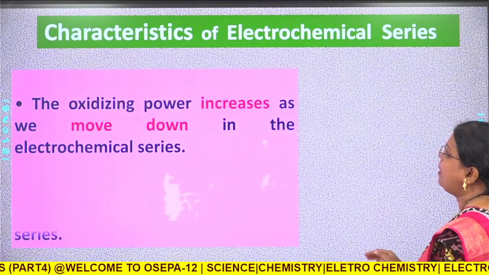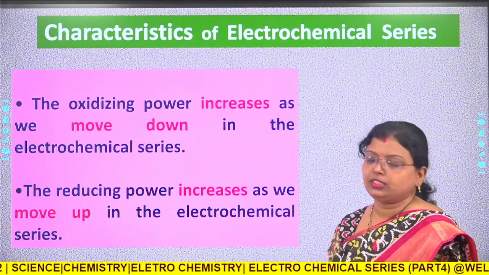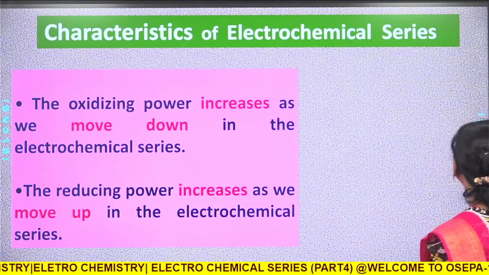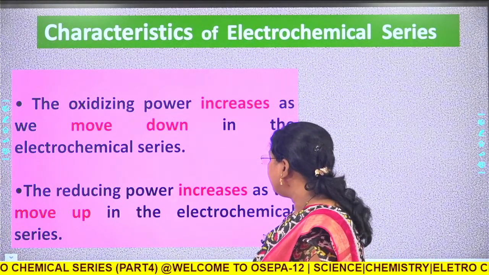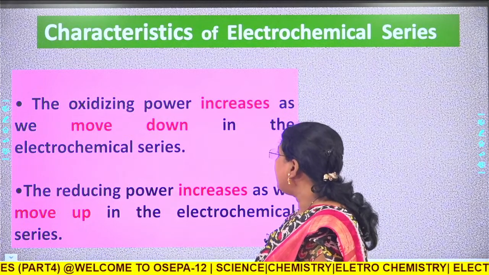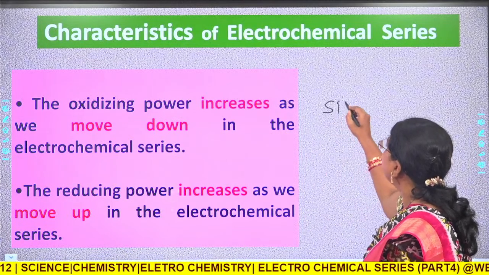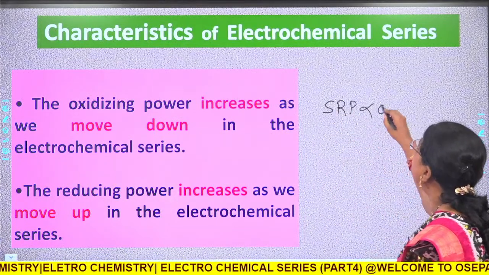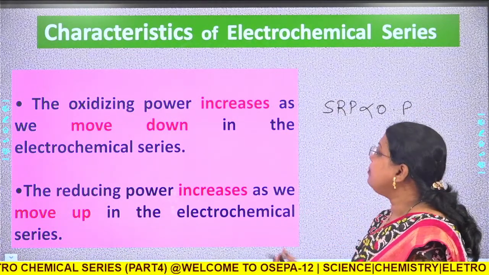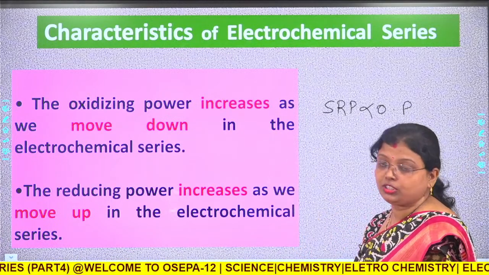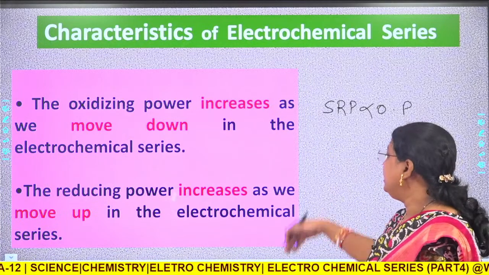The oxidizing power increases as we move down in the electrochemical series. Already we have discussed the oxidizing power. It is directly proportional to what? The oxidizing power is directly proportional to the standard reduction potential. So, greater is the standard reduction potential value, greater will be the oxidizing power, and reducing power increases as we move up, just the reverse. So, as we move up, the reducing power increases.